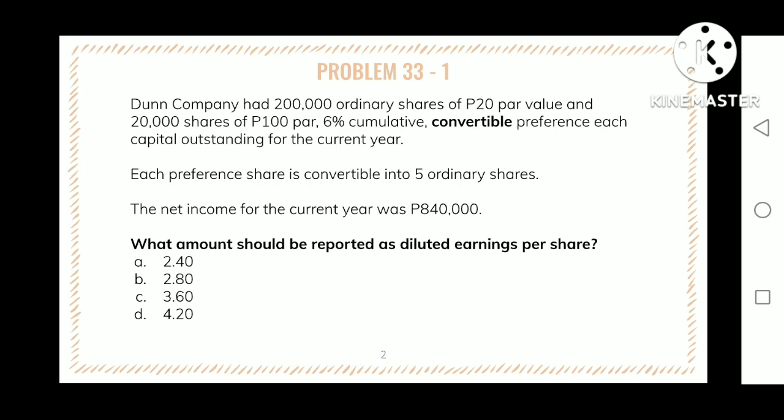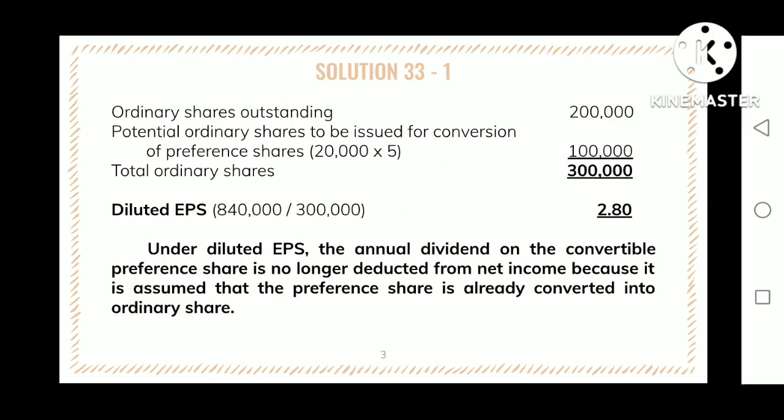So, dito po sa problem number 1, ang hinahanap po natin is amount ng diluted earnings per share. So, ang formula po natin dito is net income over total ordinary shares. Since meron na po tayong ordinary shares outstanding na 200,000, i-add lang po natin yung potential ordinary shares to be issued for conversion of preference shares, which is 100,000. Bakit po? Kasi po, convertible siya. I-assume po natin na it is already converted into ordinary shares. So, 200,000 plus 100,000, makukuha po natin yung total ordinary shares na 300,000. So, i-divide lang po natin siya sa net income na 840. Makukuha na po natin yung diluted earnings per share na 2.80.